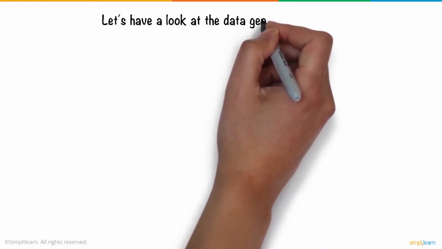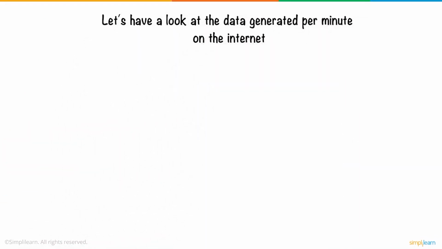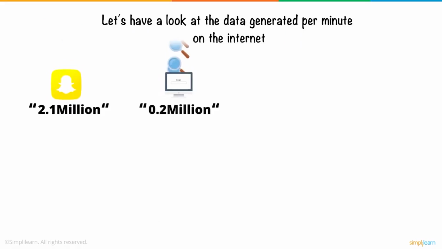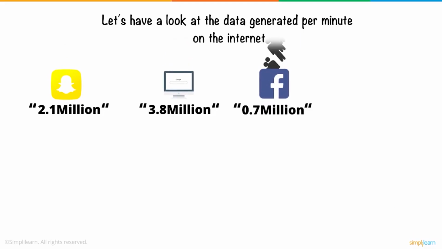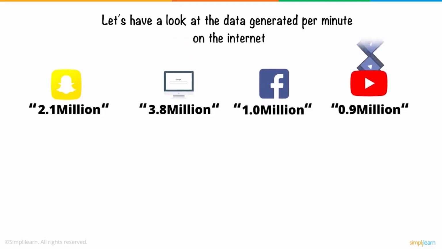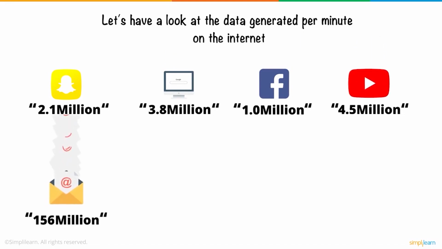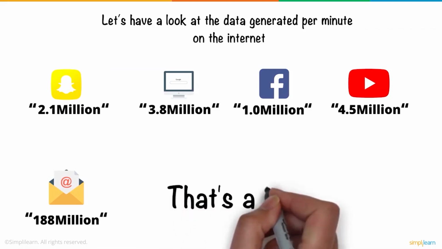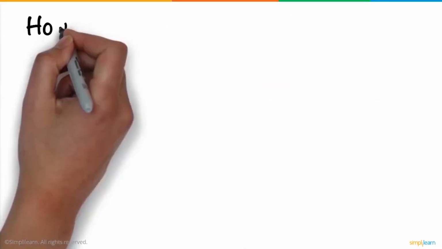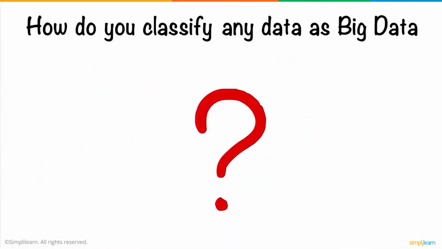Let's have a look at the data generated per minute on the internet. 2.1 million snaps are shared on Snapchat. 3.8 million search queries are made on Google. 1 million people log on to Facebook. 4.5 million videos are watched on YouTube. 188 million emails are sent. That's a lot of data. So, how do you classify any data as big data?